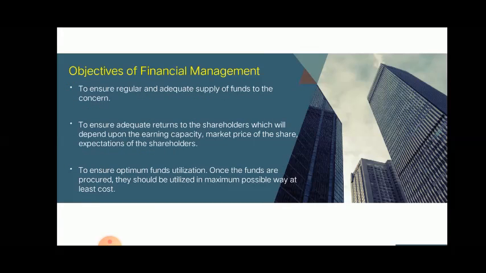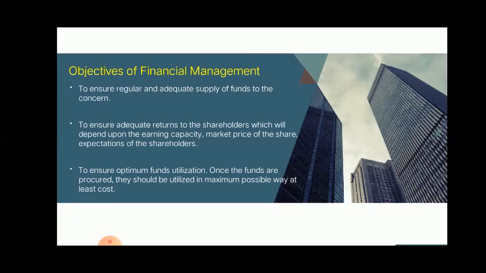Now, the very important topic, objectives of financial management. The main objective of financial management is to ensure regular and adequate supply of funds to the concern, because without funds, no organization can do anything. Next, to ensure adequate return to the shareholders, which will depend upon the earning capacity, market price of the shares, and expectation of the shareholders.